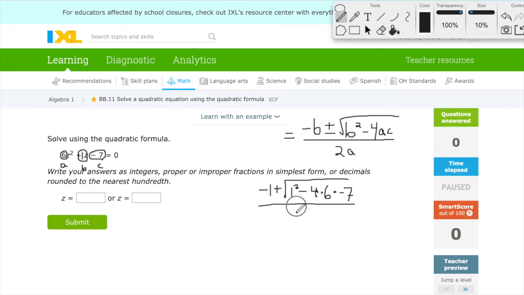Divided by 2 times the a value was 6. 2 times 6. Okay, so those are all of our numbers plugged in. Remember, that's a 6. There we go, not a b.